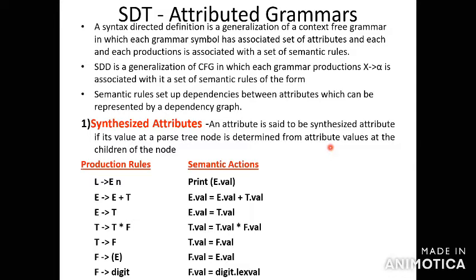In an attributed grammar in syntax directed translation scheme, you have to specify the grammar. Based on the given grammar, you create the production rules and semantic actions. The production rule is what you write for the given grammar. Semantic action means, as per the given grammar, you elaborate the given structure. Here, L tends to E n. E dot value will be equal to E dot value plus T dot value. Depending on that, you write the semantic action clearly in the form of the production, that is the given grammar.